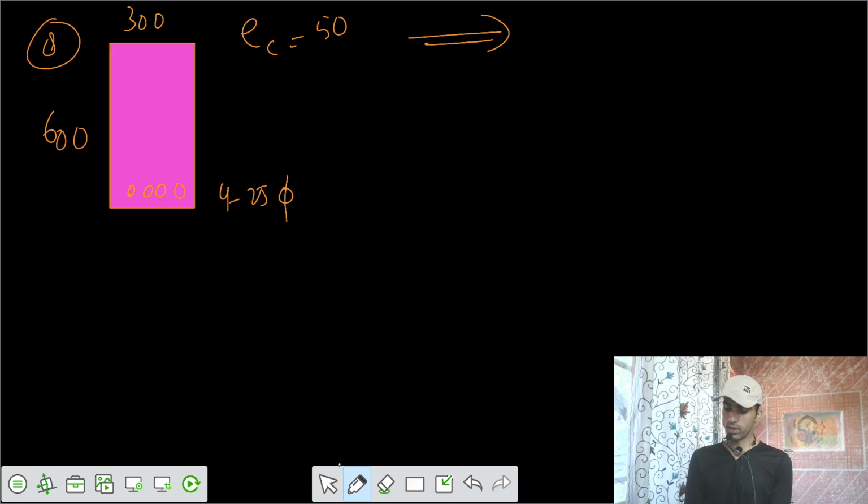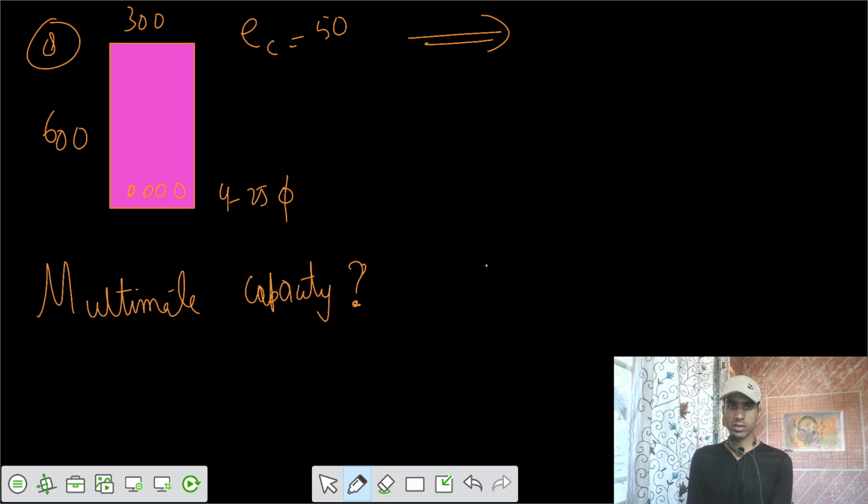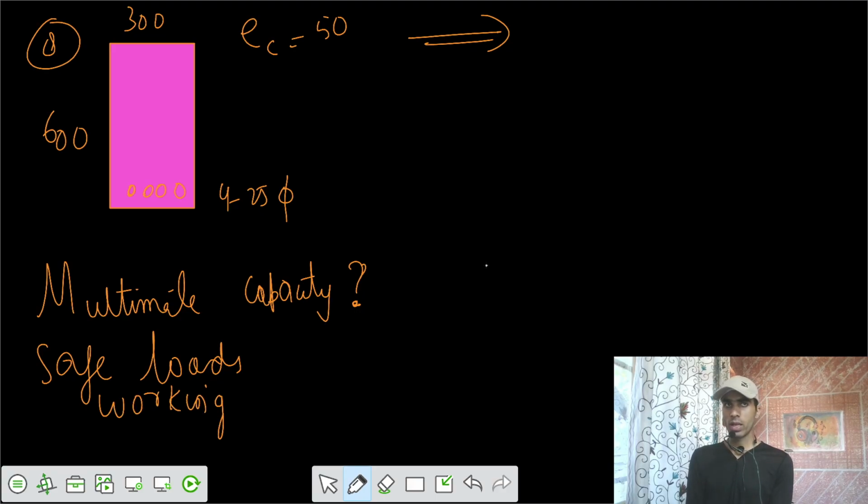We need to get the ultimate moment capacity, that is the moment of resistance. And after that we need the safe working loads. When we talk about safe, that means it is talking about safe or working loads, and that too as a live load.